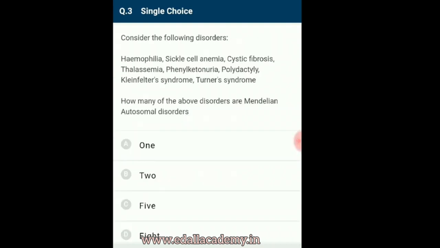Consider the following disorders. From that, how many of the above disorders are Mendelian autosomal disorders? The Mendelian disorder is mainly determined by alteration or mutation in a single gene. Hemophilia, sickle cell anemia, cystic fibrosis, thalassemia, phenylketonuria are all Mendelian disorders. Polydactyly, Klinefelter syndrome, Turner syndrome are examples of chromosomal disorders. So from the given diseases, 5 diseases are Mendelian disorders. So the correct option is C.